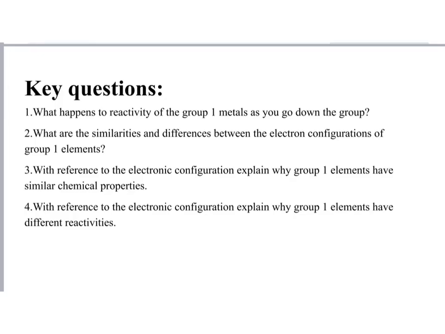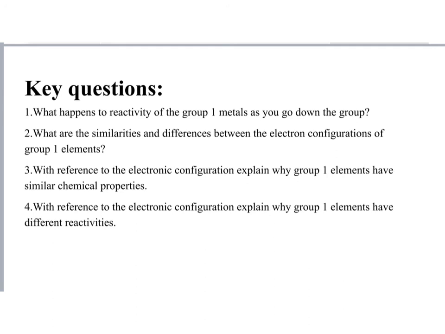Let me summarise the key points that you need to know from this lesson. You need to know what happens to the reactivity of the group 1 metals as you go down the group, just as a key fact, knowing that potassium is more reactive than sodium, that cesium is very reactive. You need to know about the similarities and differences between the electronic configurations. You need to know how many electrons they have on the outer shell, and then what happens to the number of shells as you go down the group.